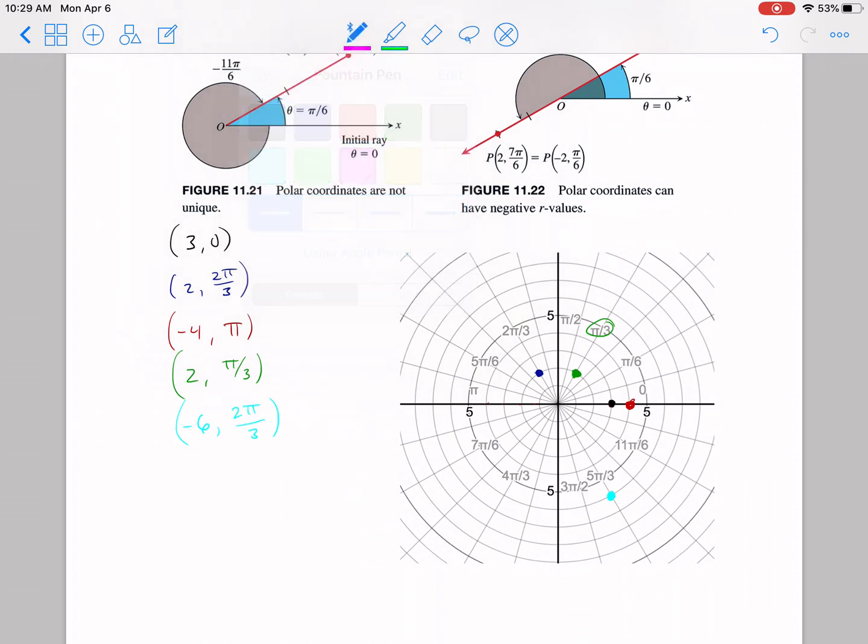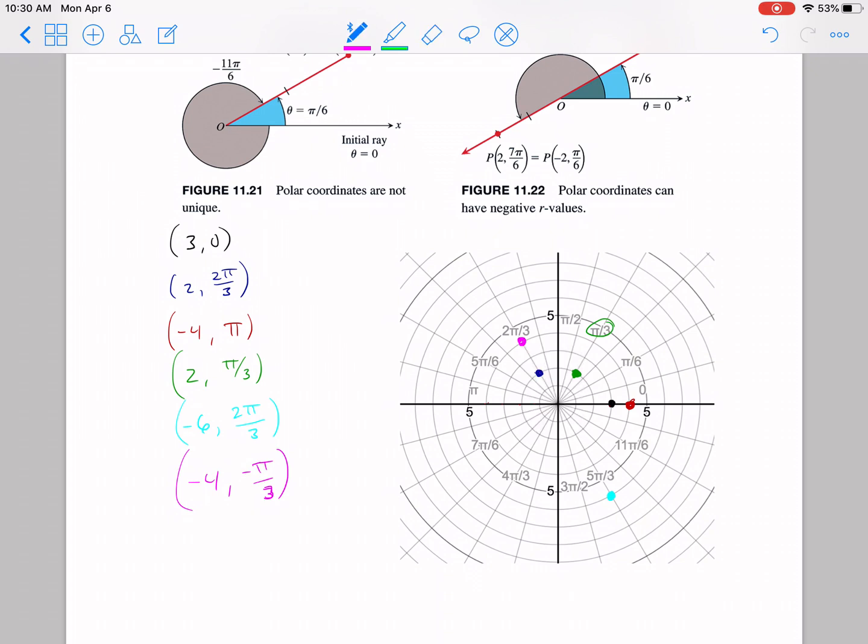And then the last one, let's try -4, -pi over 3, because we can have them both be negative. And so we can go a -pi over 3, which is this rotation here, and then go back -4. So we'll follow this ray backwards, 1, 2, 3, 4, and we end up right there.